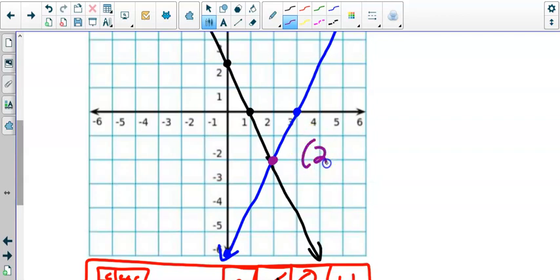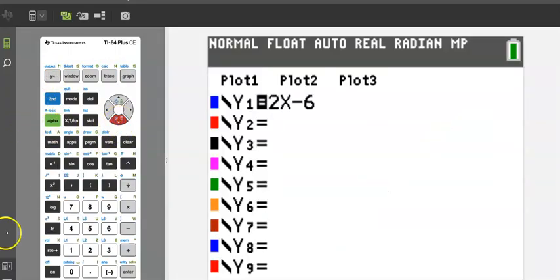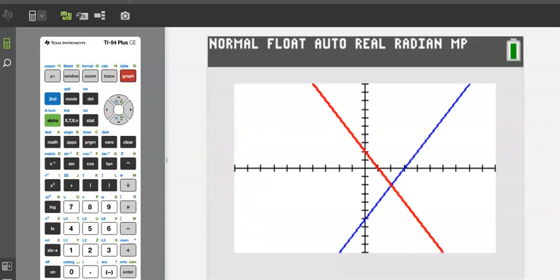2, -2. And if you're on the calculator, it would also help you find that. Just to review that real quick. So there's our second line. Let's go back in and put the first line back in. That was -2x plus 2, right? No, oh yeah, plus 2. So if we look at the graph, those are the 2 lines we had. And here you can see that 2, -2.